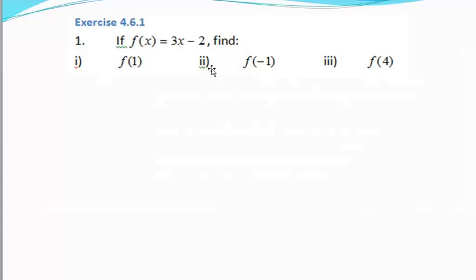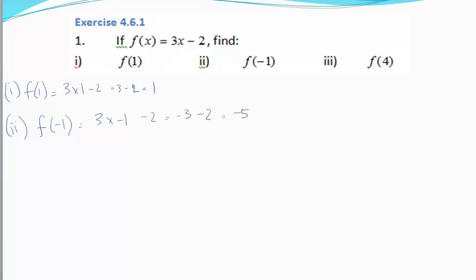So here f of x is equal to 3x minus 2. We want to find the following. For 1, f of 1 is 3 times 1 minus 2, which is 3 minus 2, equal to 1. For 2, f of negative 1 is 3 times negative 1 minus 2. This becomes negative 3 minus 2, which is negative 5. And for 3, f of 4 is 3 times 4 minus 2. 12 minus 2 is equal to 10.